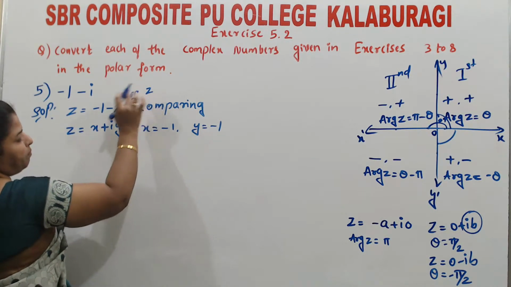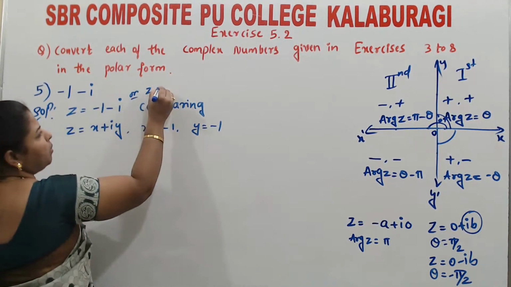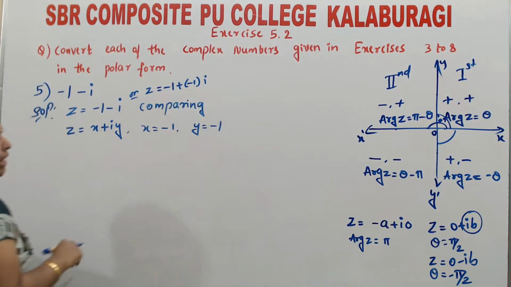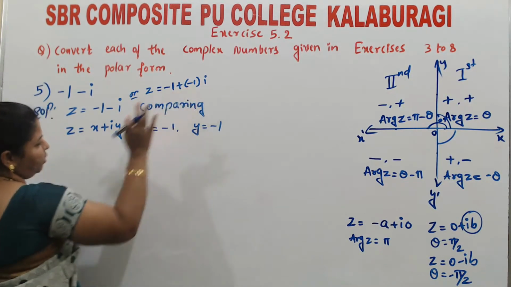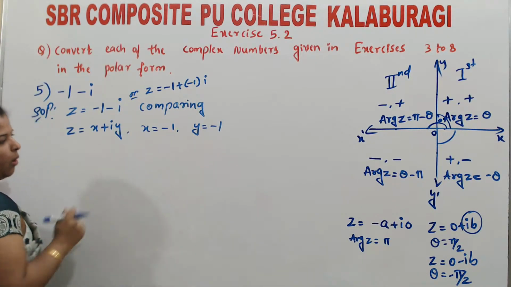We can also write this one as z is equal to minus 1 plus of minus 1 into i, right? Plus into minus, minus only, right? Therefore, x is equal to minus 1, y is equal to minus 1.